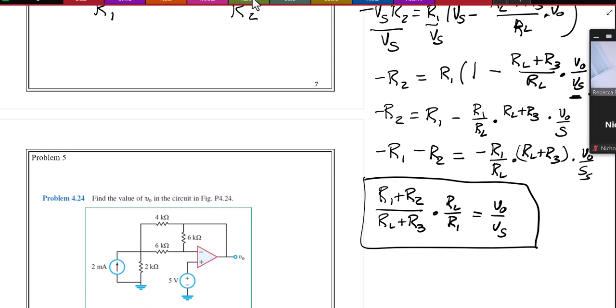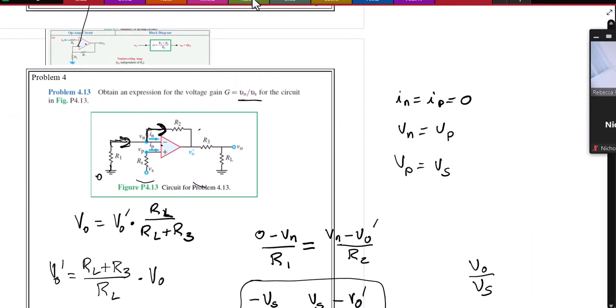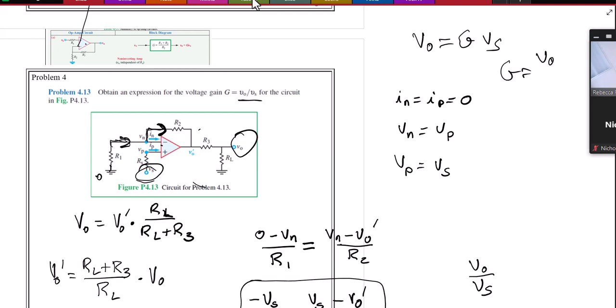Yes? Why is the output not V out prime? Because that's what the problem asked for. It said, given this circuit, this is V out, and this is Vs. Find a relationship between V out and Vs. That's how gain is defined. I gave you that V out equals the gain times V source. So what is the gain? The gain is V out over Vs.